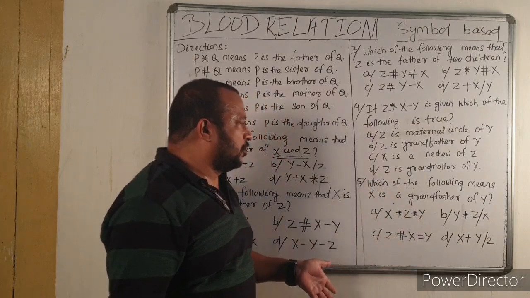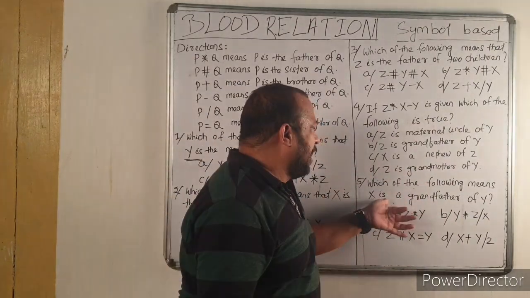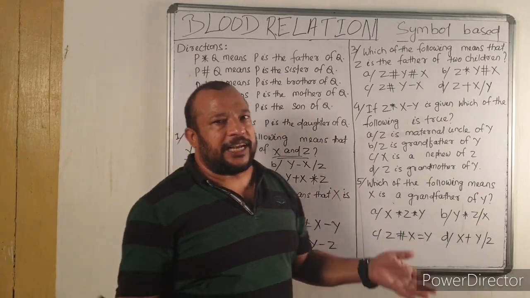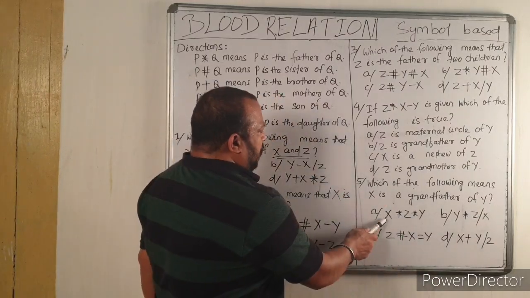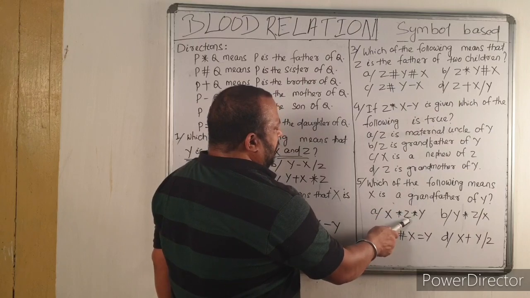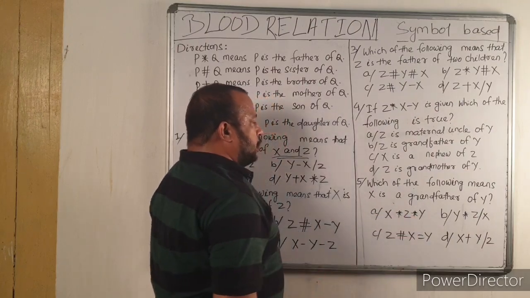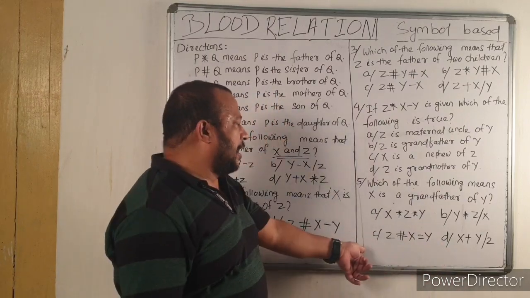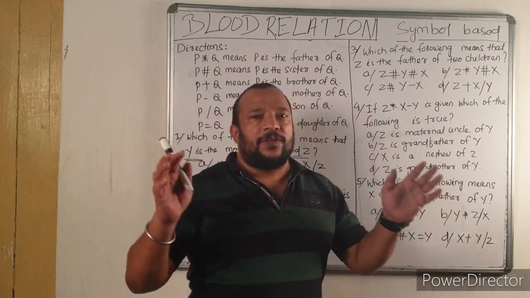Then next question, last question. Which of the following means X is the grandfather of Y? X is the grandfather of Y. Let us check from the options. Option 1, X is the father of Z, Z is the father of Y. So option A is the right answer. It is very clear that X is the grandfather of Y.